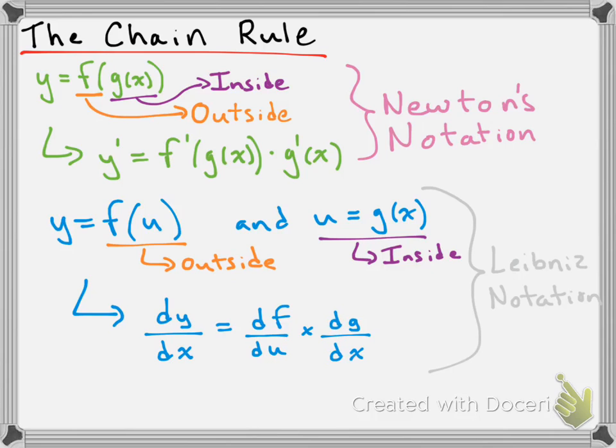Great, so let's do some examples of actually using the chain rule, right? Because it probably looks more difficult than it actually is. Okay, so our first example. Let's say that we have f of x equals 2 times (3x plus 1) all squared. Find f prime of x.